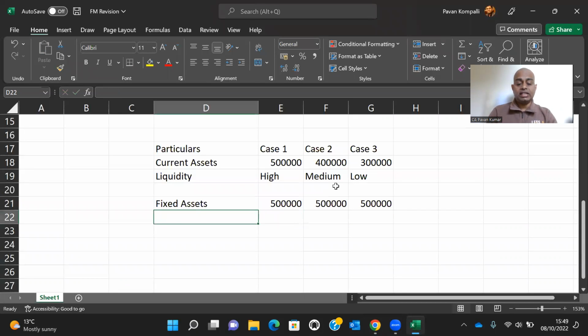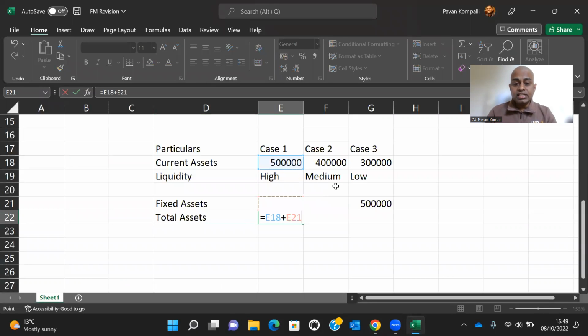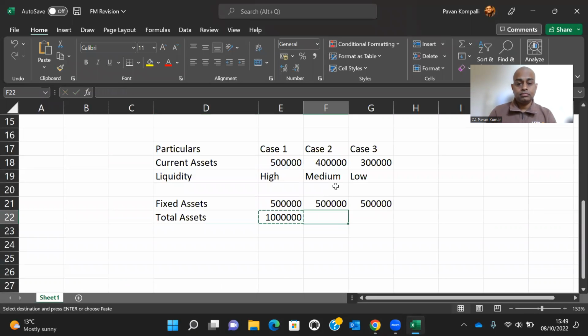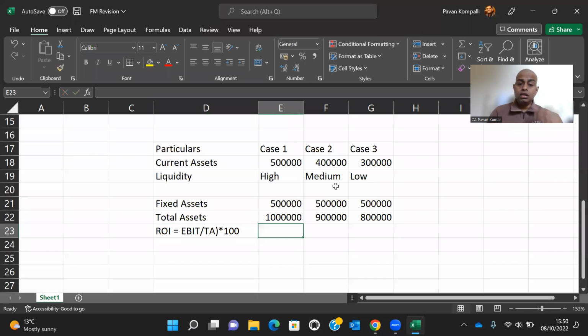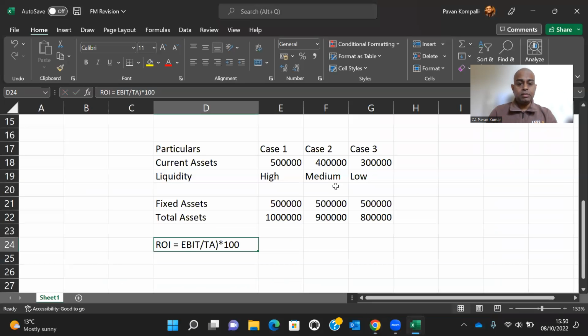Now can I say total assets is fixed assets plus current assets? All of you understand this? Now let us calculate return on investment. How do you calculate return on investment? EBIT divided by total assets into 100. EBIT, where is it? It is given in the question. 2 lakhs. EBIT 2 lakhs.